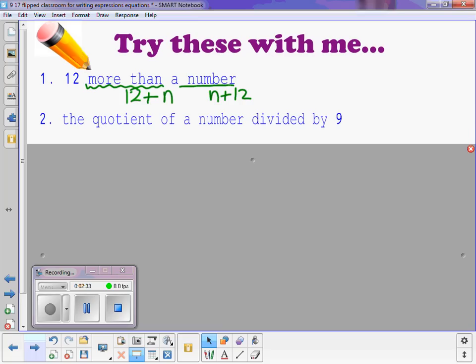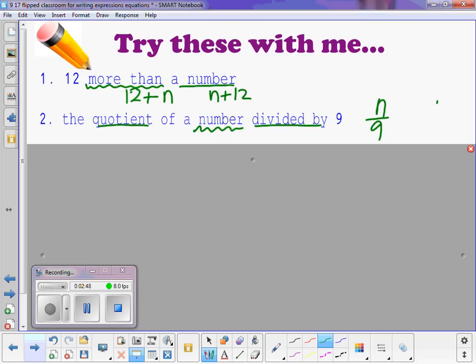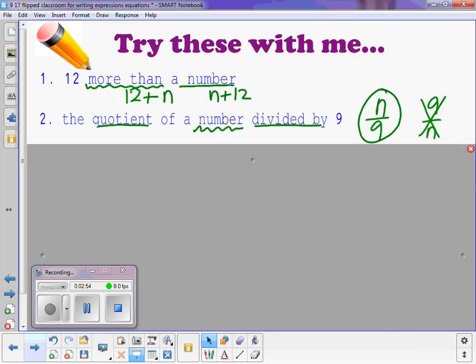Number 2, the quotient of a number divided by 9. So a couple of keywords, quotient and divided by mean the same thing, division. So the number we don't know, we're going to use a variable. I'm going to use n again, and it says to divide it by 9. Now, 9 divided by n would not be the same thing. We could not do that. n divided by 9 is your answer.